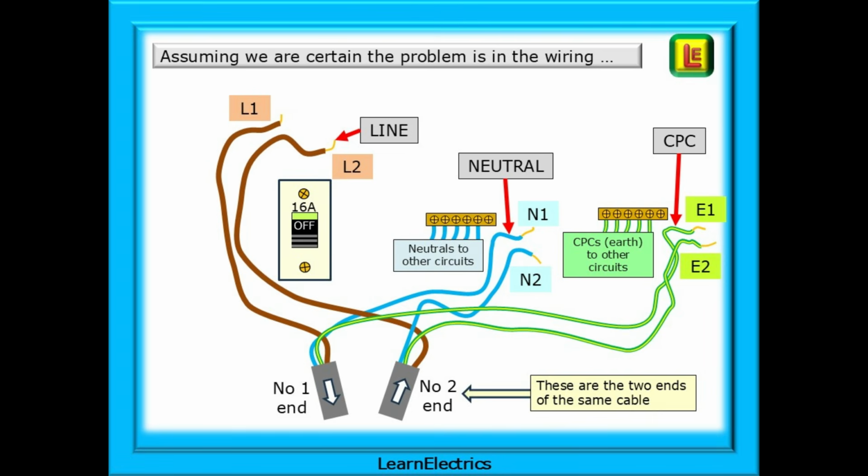Inside the consumer unit, one end of the twin and earth cable we call the number 1 end, and the line, neutral and CPC are labelled L1, N1, E1. The other end of the same cable we call the number 2 end, and we have L2, N2, E2. It's important that we make this distinction when testing. Mix them up and we are in all sorts of trouble.